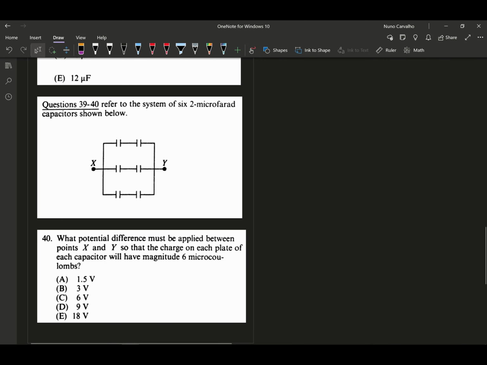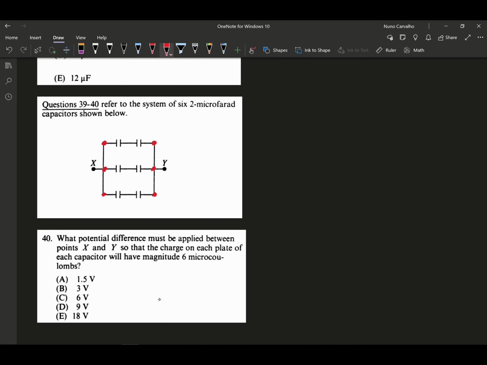For number 40, we're still working with the same circuit from the previous question, but now we're told what potential difference must be applied between points X and Y so that the charge on each plate of each capacitor will have magnitude 6 microcoulombs. So we're asked for the voltage between this spot and this spot. And what's going to save us here is knowing that the voltage across each branch, so from there to there, or there to there, or there to there, is going to be the same as the voltage from X and Y.